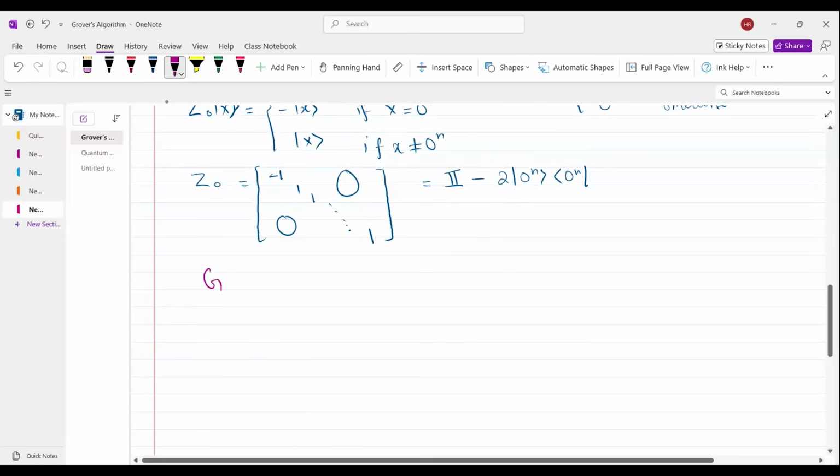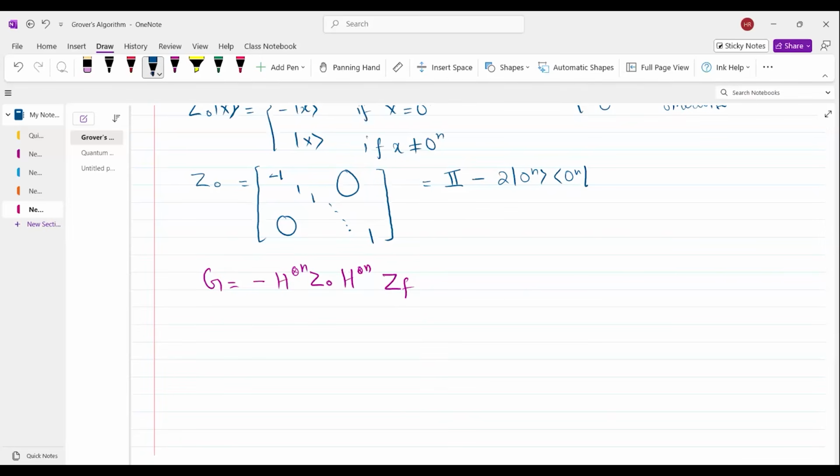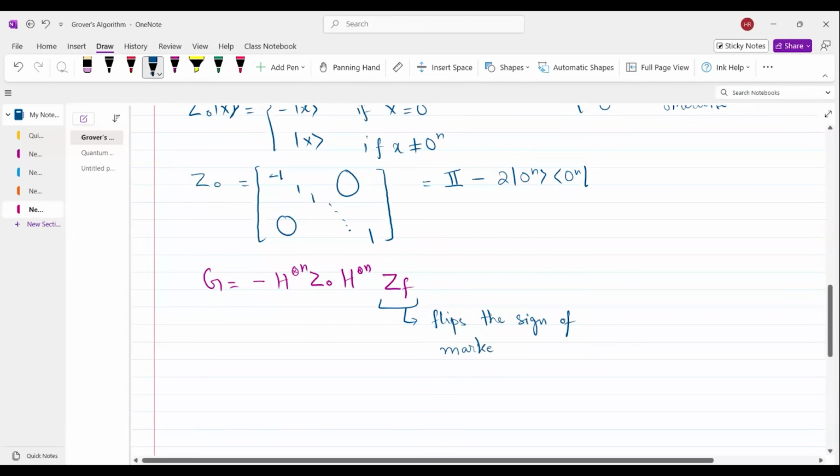So when we are talking about the operator G, when we apply this operator G on the state h, this part flips the sign of marked elements, or you could think of them as strings, right?